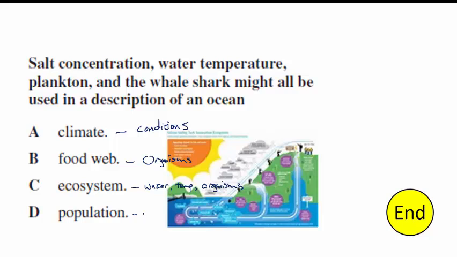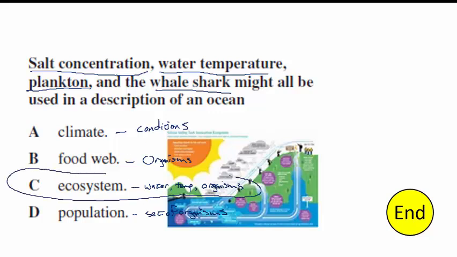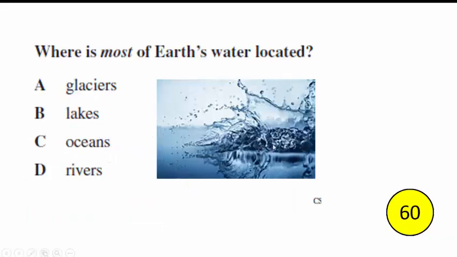Population usually refers to a set of organisms. So let's see, which one of these matches best? The idea that salt concentration of the water, the temperature of the water, plankton, and the whale shark seems to me like this describes the ecosystem. Letter C. Next question, 60 seconds. Begin.